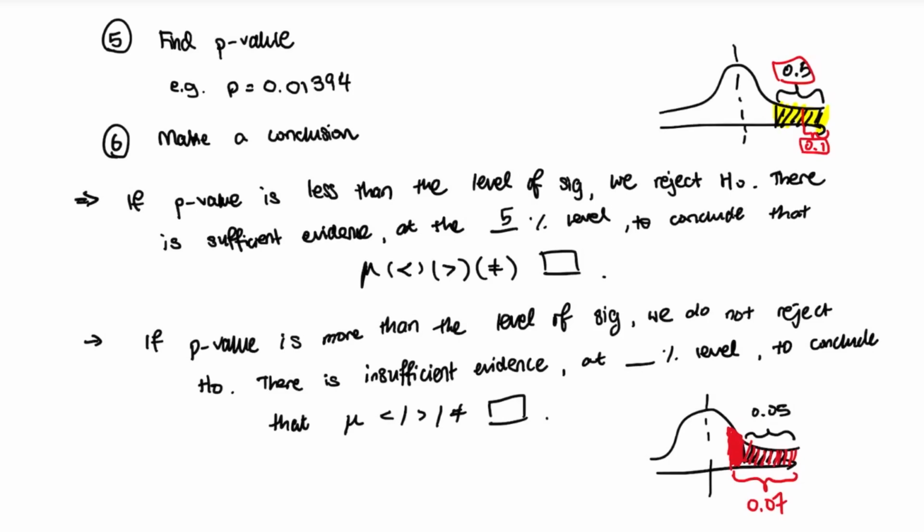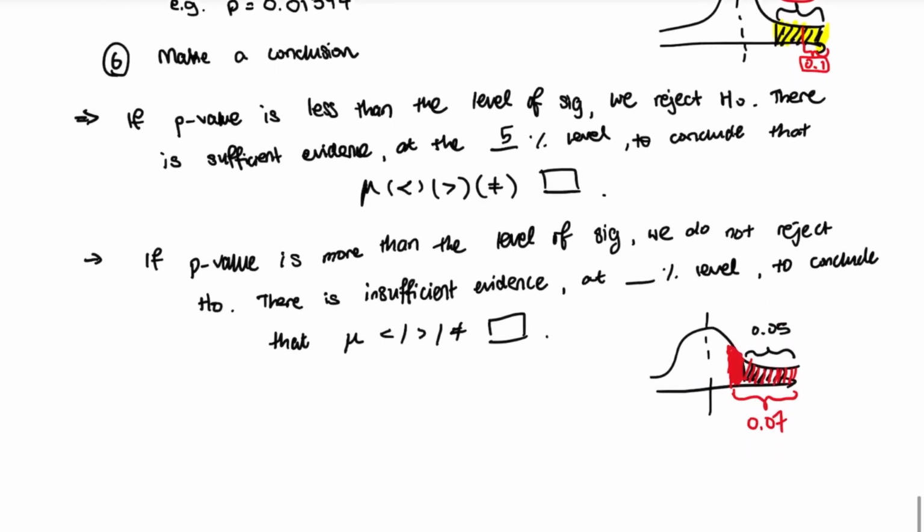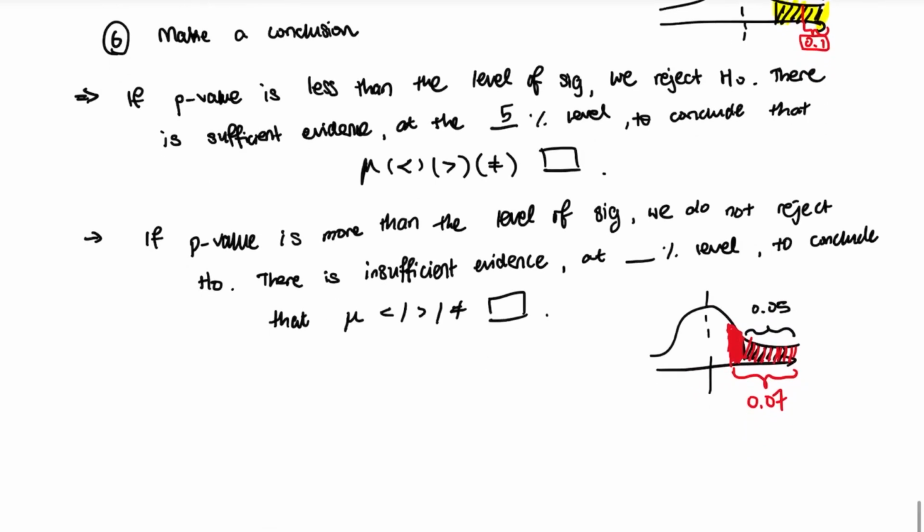After which you can find your p-value using your graphics calculator. Use a calculator to compute your p-value. If the value is less than the level of significance, we can make a conclusion: we would reject it, because it falls within the critical region. There's sufficient evidence to conclude that the mu value is to be rejected.